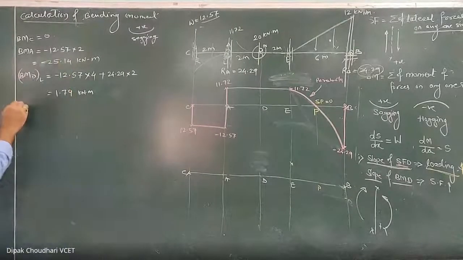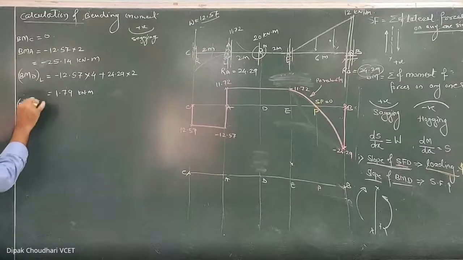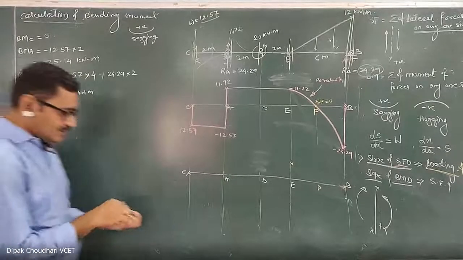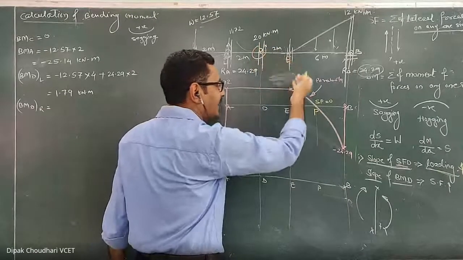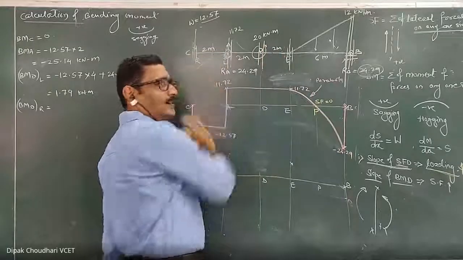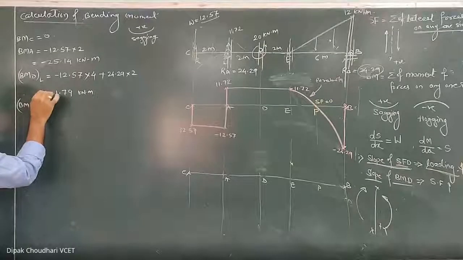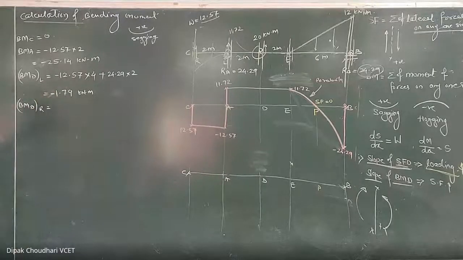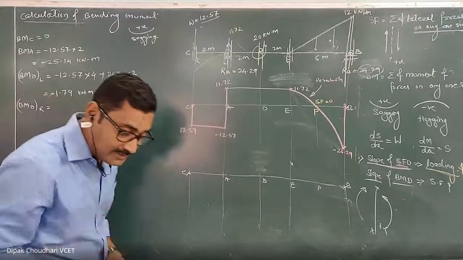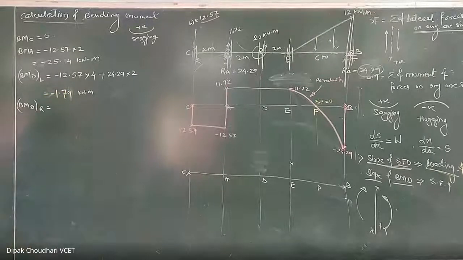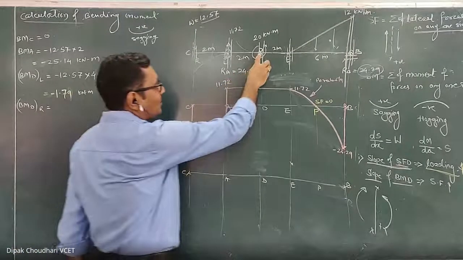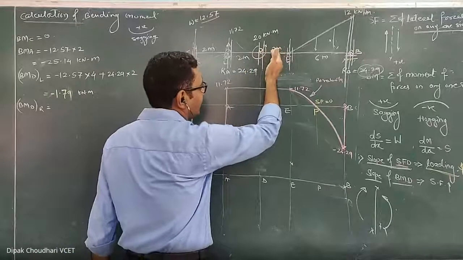Then bending moment at point D on the right side. Listen to me. The section is on the right side of D, which means this moment goes on the left side of that section. Sir, it is minus 1.7. Yes, minus, correct. It is minus 1.7. 7.1 or 7.9? 7.9. Okay, fine. It is minus. Now we are talking about the section on the right side of D.